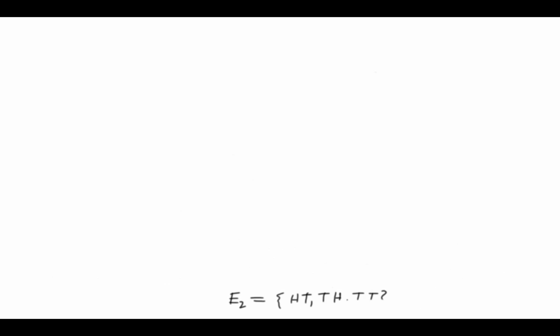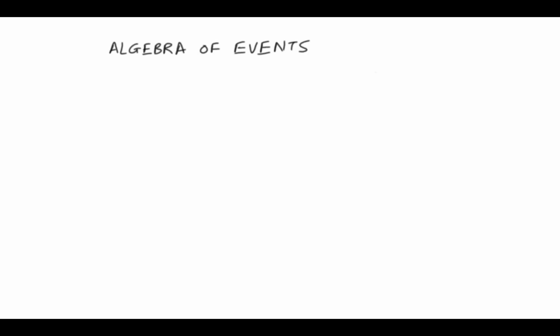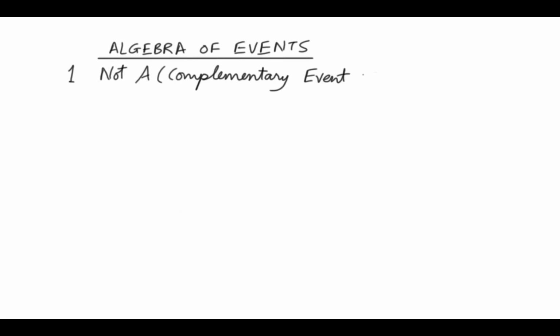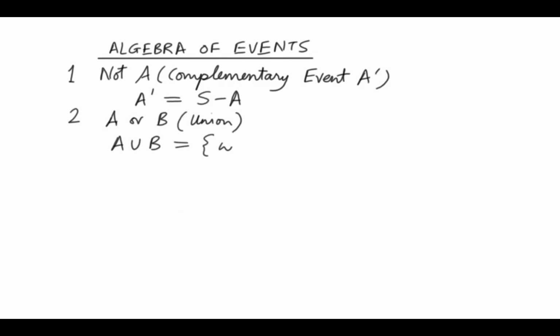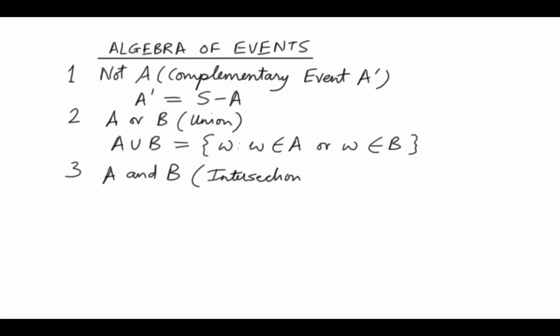Algebra of Events. Just like classical sets, we can combine and manipulate events using logical operators. This is what we call the algebra of events. First, the event not A is the complement, written as A dash. It includes every outcome in the sample space except the outcomes in A itself.